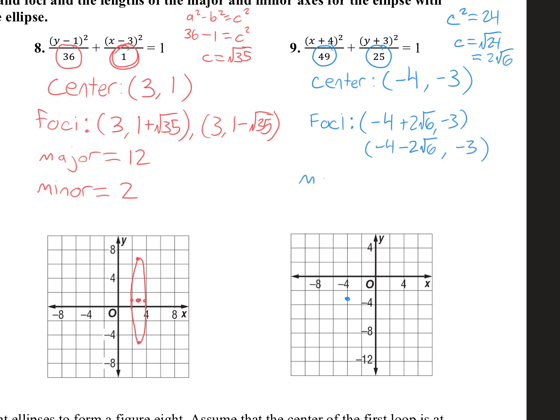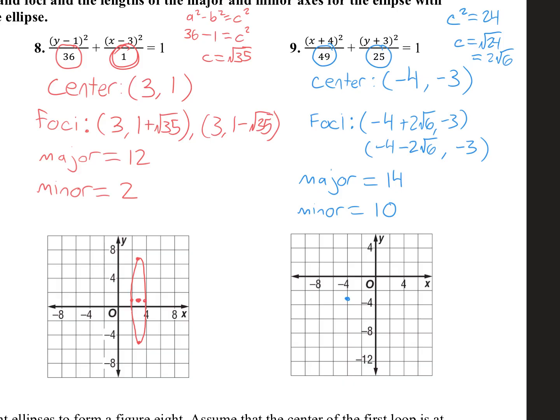All right, my major axis, look at the 49. Take the square root, you get 7, and then double that, 14. For the minor axis, look at the 25. Take the square root, that's 5, and now double that, and you get 10.